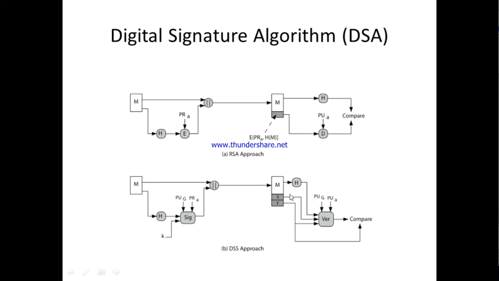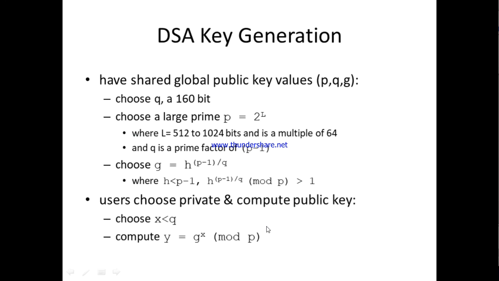So these S and R with the hashed message we are applying with the verification, and then the verification will be done by comparing this received S and R and generated S and R. Okay, so how to generate and receive? For this we are going to use the globally shared public values P, Q and G.